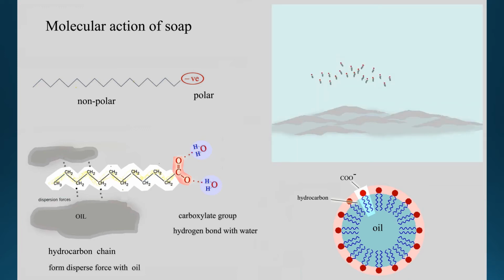If you have some oil and grease, and you put some soap, where the red dot represents the COO and the tail is the hydrocarbon tail. Now you see the action. Now they can grab the oil and form into a small droplet.